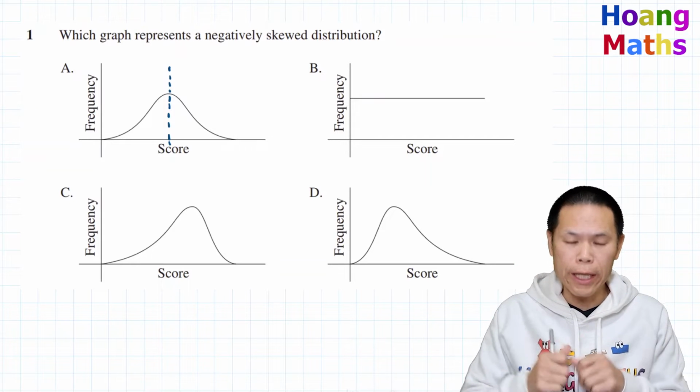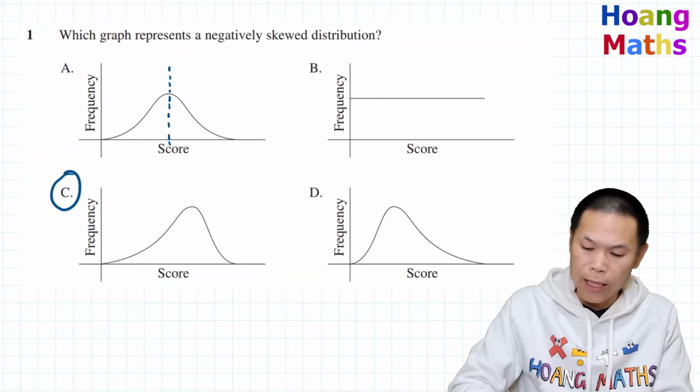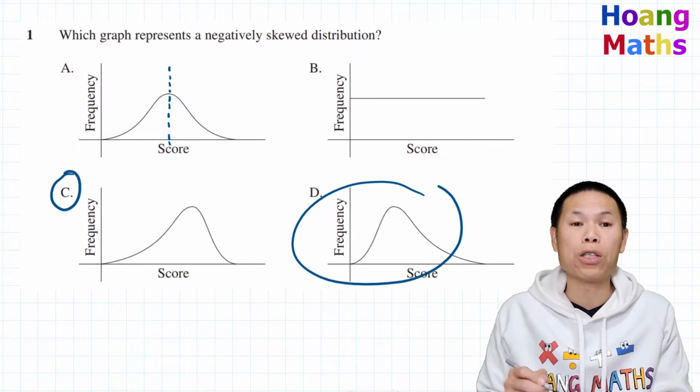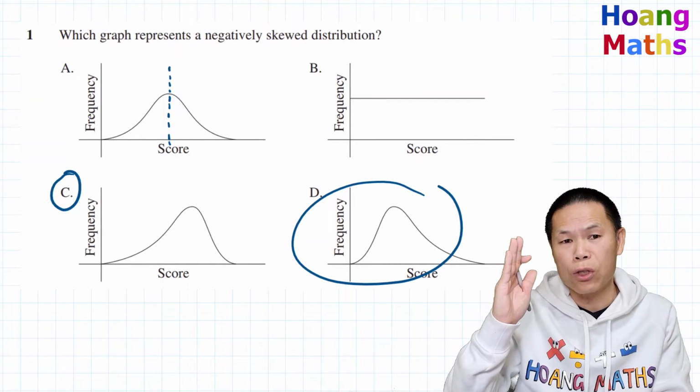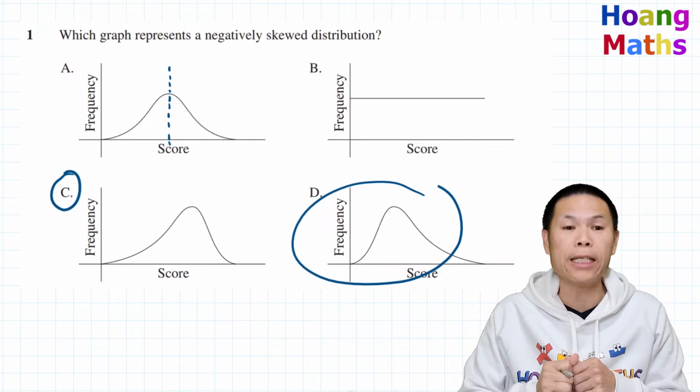So therefore it is negatively skewed. So part C is the answer. Whereas part D is positively skewed because most of the scores are on the lower end. So keep that in mind. So the answer is C.